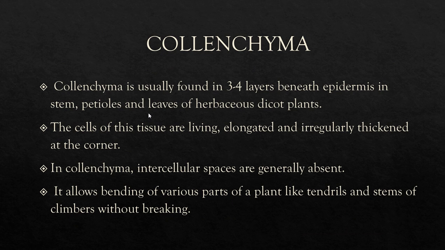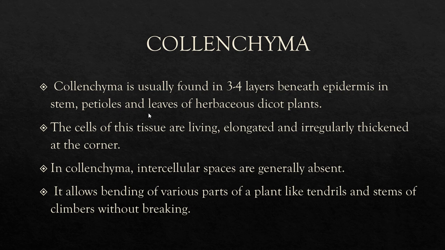Yes, next tissue is collenchyma. Collenchyma is usually found in 3-4 layers beneath the epidermis, in stem, petiole, or leaves of herbaceous dicot plants. Dicot means the plants which have two cotyledons in their seed. The cells of this tissue are living. They are elongated, but they are irregularly thickened.